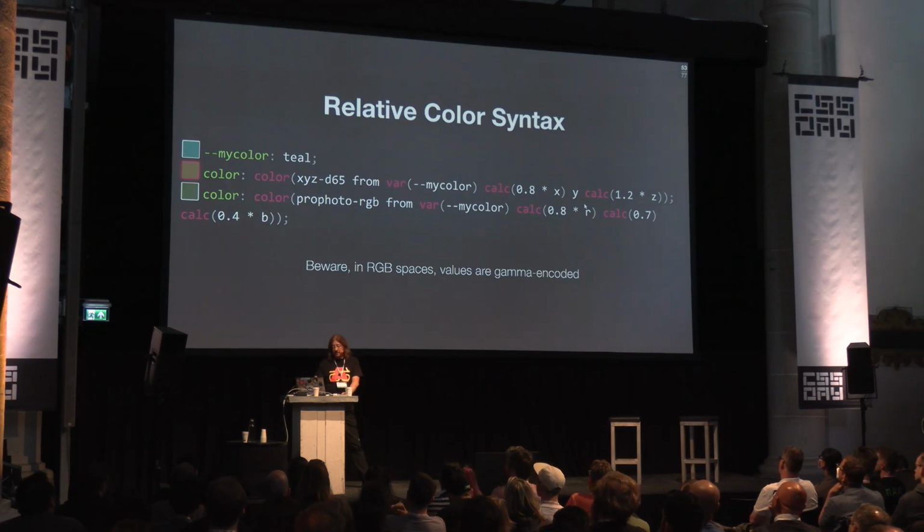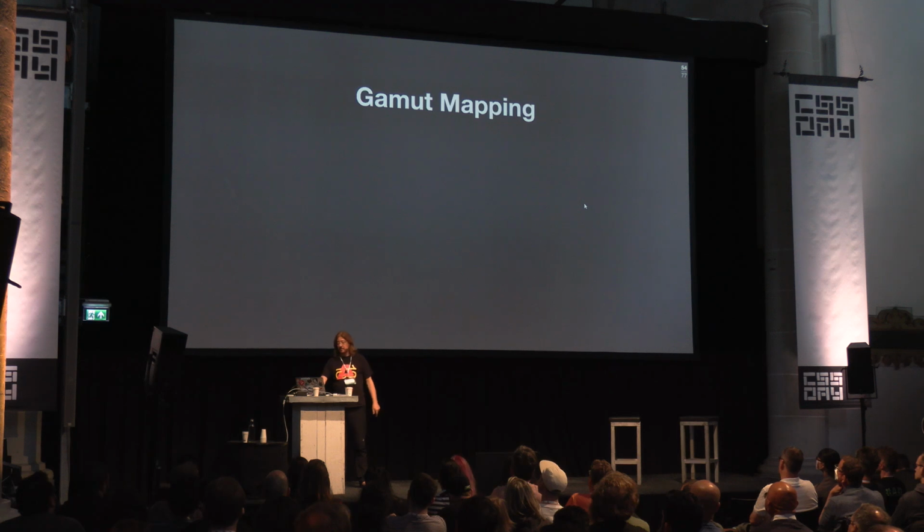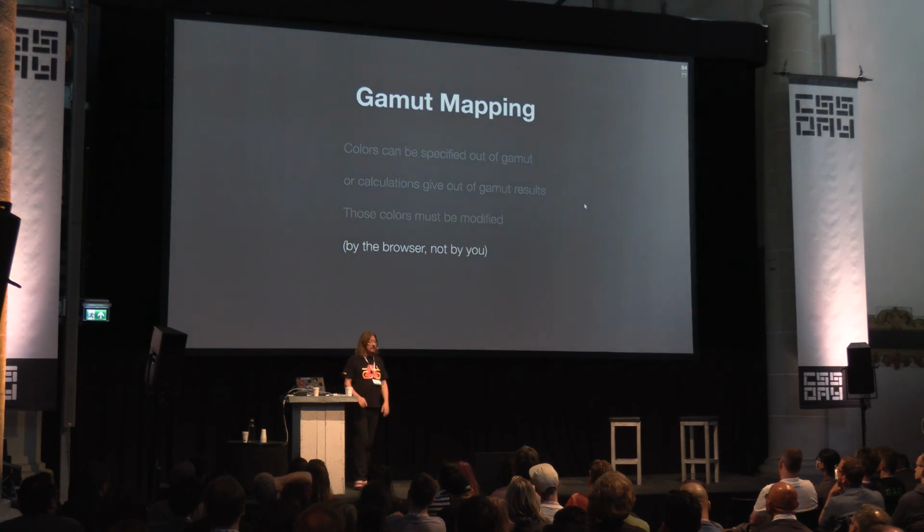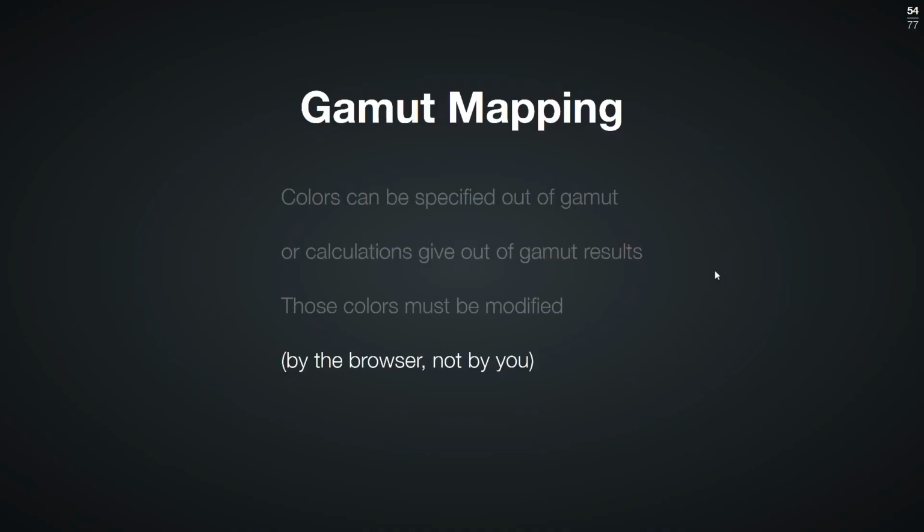All right, so that's relative color syntax where you decided to modify a color. But as I've mentioned several times now, gamut mapping, you can specify a value and it can actually be out of gamut, or you can mix two or produce a gradient and they're out of gamut and they have to be brought within gamut. Don't worry, you don't have to do that. The browser does it for you. At the end of the day, we want to produce another color which is similar, but it's actually in gamut.